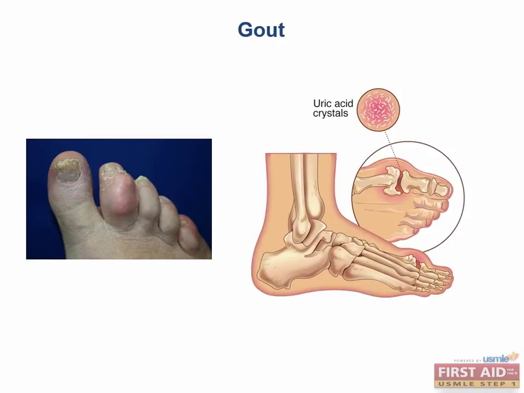The tophi themselves don't really cause that many problems. It's actually the acute attacks that are very, very painful, and they don't occur at the sites of the tophi necessarily. So what will precipitate an attack?